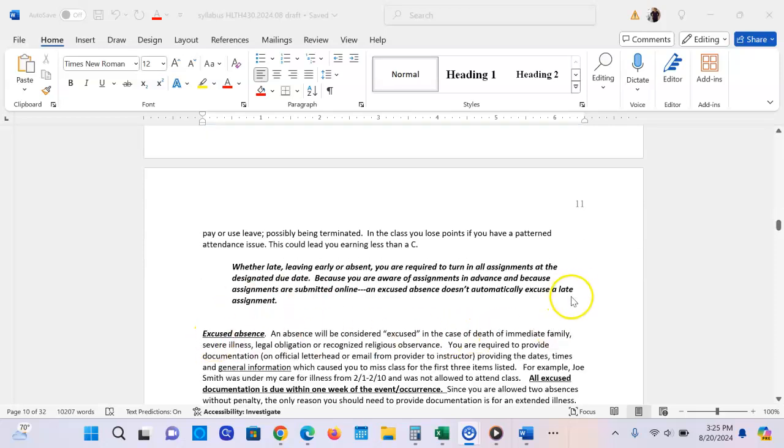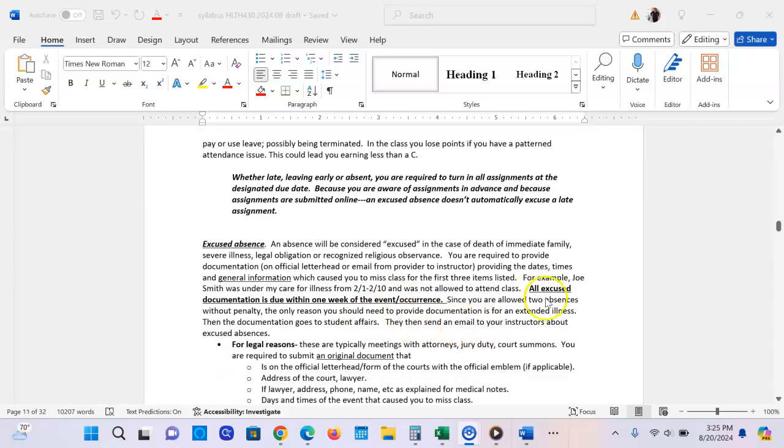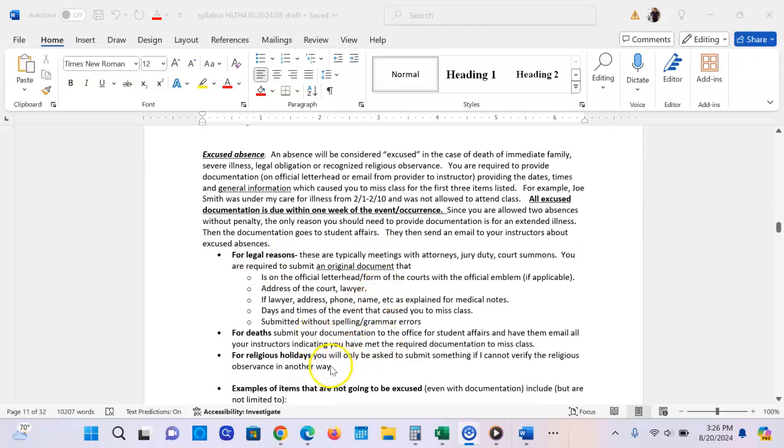The excused absence, there are several items that the university considers excused. The first is for medical reasons, which is not listed here in great detail, but for medical reasons, you shouldn't need a doctor's note or a nurse practitioner's note because you have 2 days off without any need for any written documentation. The only reason you would need medical documentation would be if you have an extended illness, and then that documentation goes to the Student Affairs Office. Legal reasons are deaths. Deaths often also go to the Student Affairs Office.